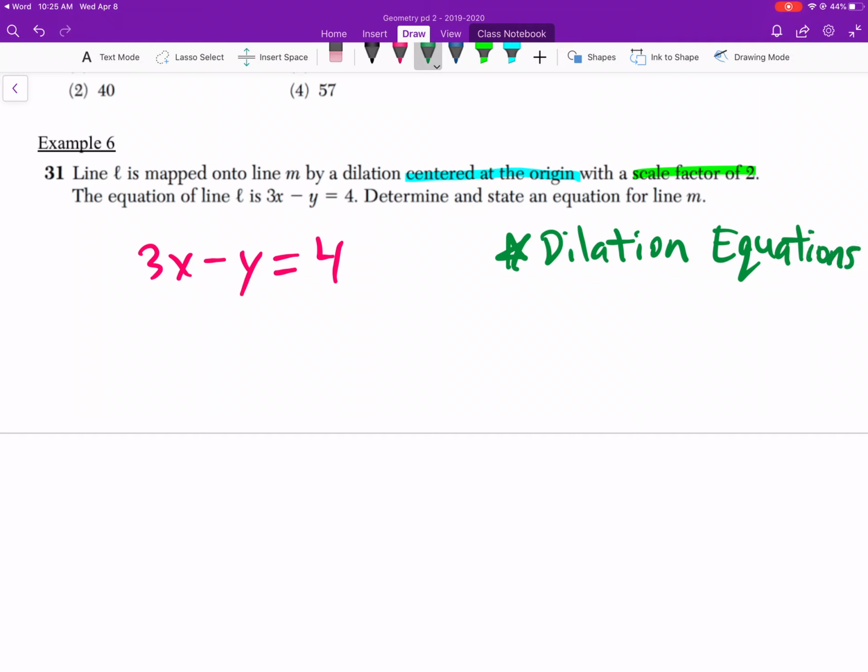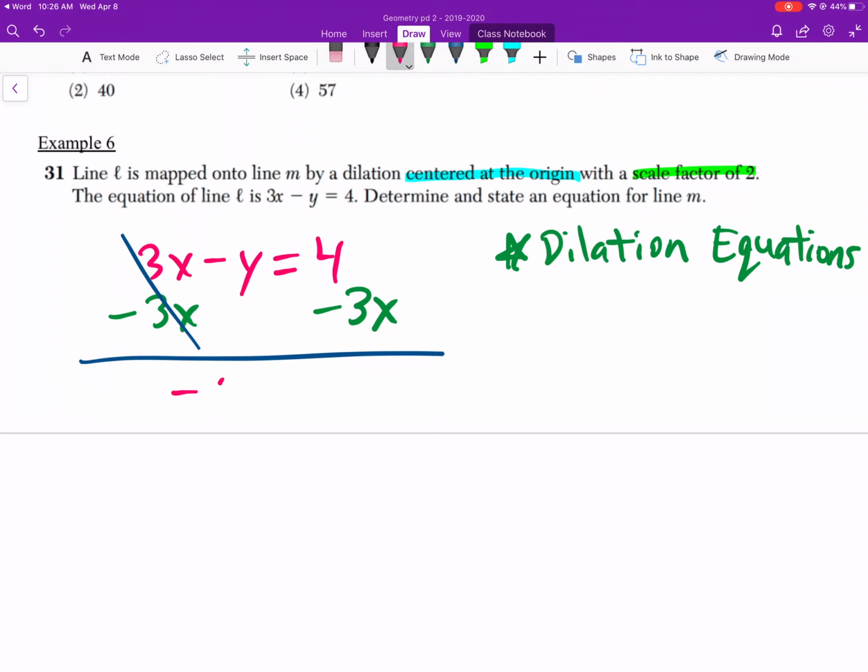But what we would do, we would check to see if the origin is a point on the line. If it was, this would be our answer. We'd be done. The line doesn't change. However, the origin is not on this line. It's a point off the line. So what that means is we have to multiply the y-intercept by the scale factor. Now, we don't know what the y-intercept is because it's not in slope-intercept form. That whole y equals mx plus b, it's not in that form. So we have to solve for y, get y all by itself.